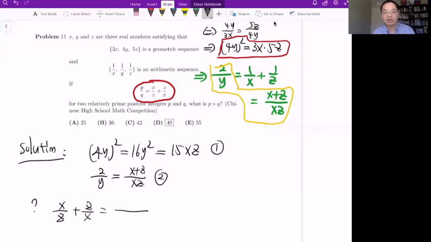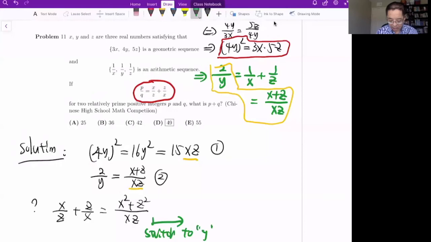Okay. So let's simplify this and combine into one fraction. So this is x squared plus z squared over xz. Now, as I put in the hint, you see x and z and xz, so they have 2 equations, they are given by y, so we expect we should change everything to y. So the strategy is to switch to y, okay? So how should we do that?